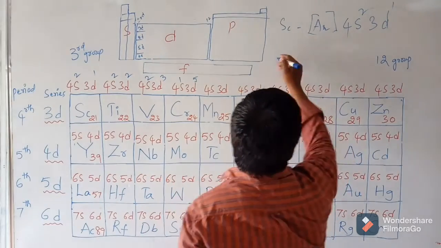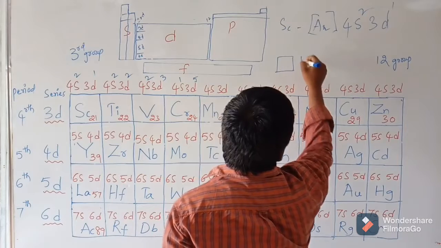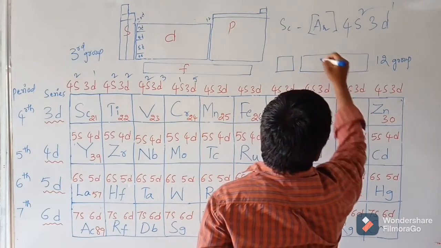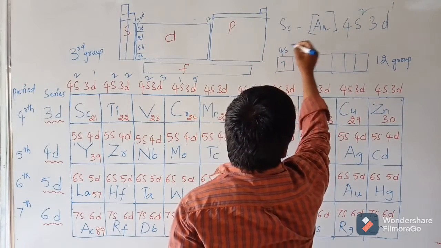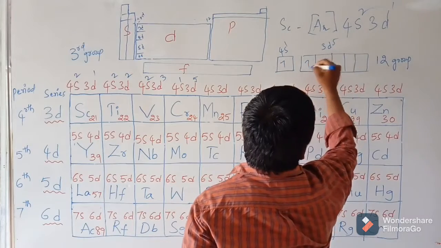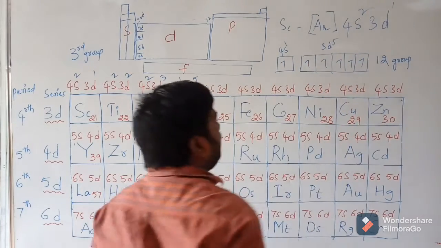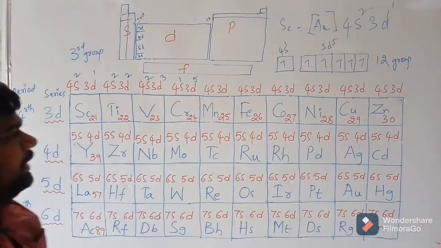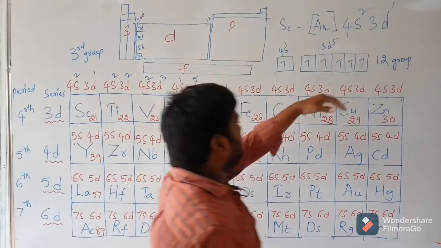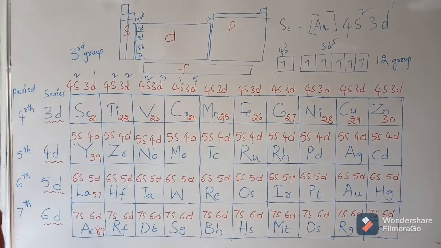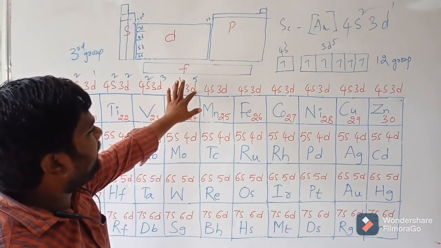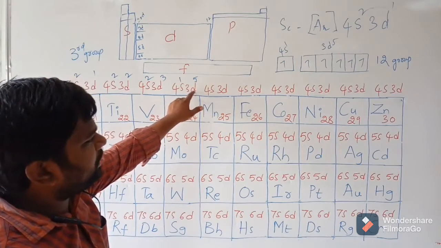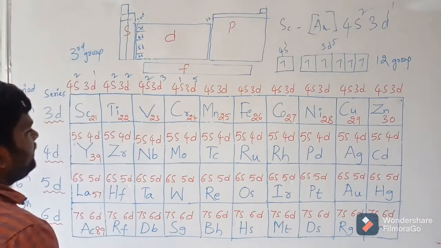4s1 and 3d5, that is 1, 2, 3, 4, 5. The 3d orbital contains a half-filled electron configuration. Orbitals that have a half-filled or completely filled electron configuration are stable. So to gain stability, the electron jumps from 4s to 3d, forming 4s1 3d5. This is the chromium electron configuration.